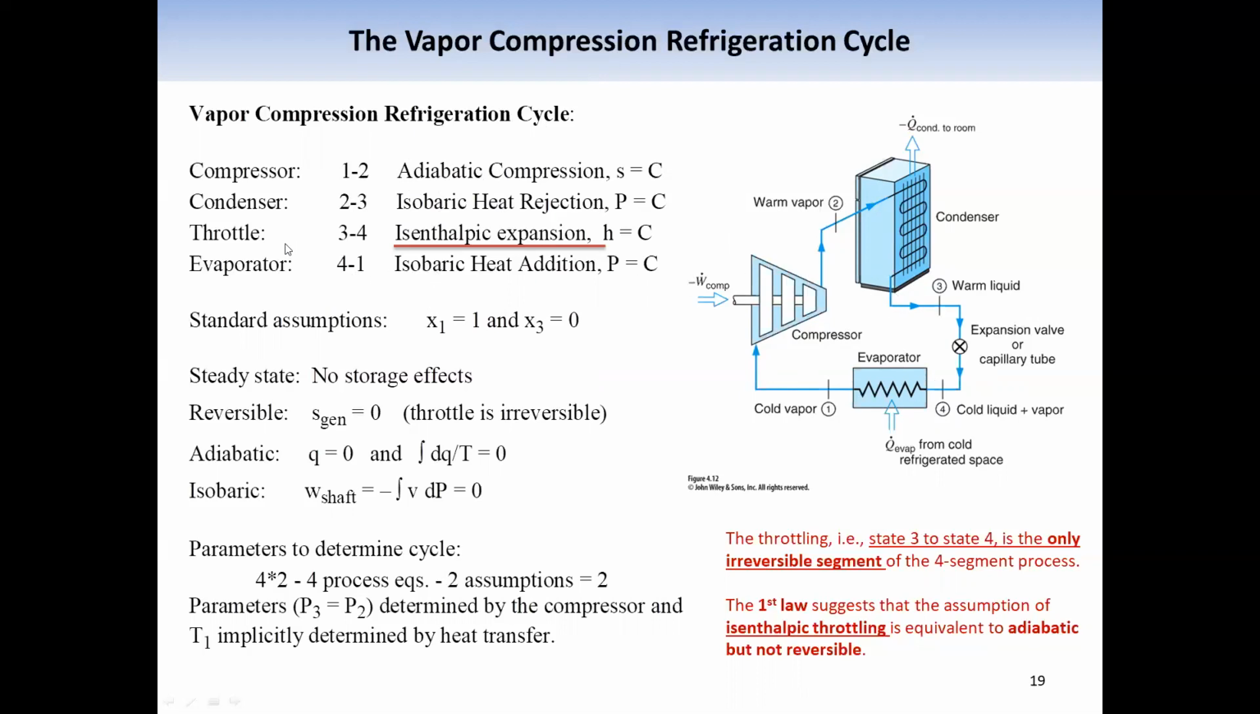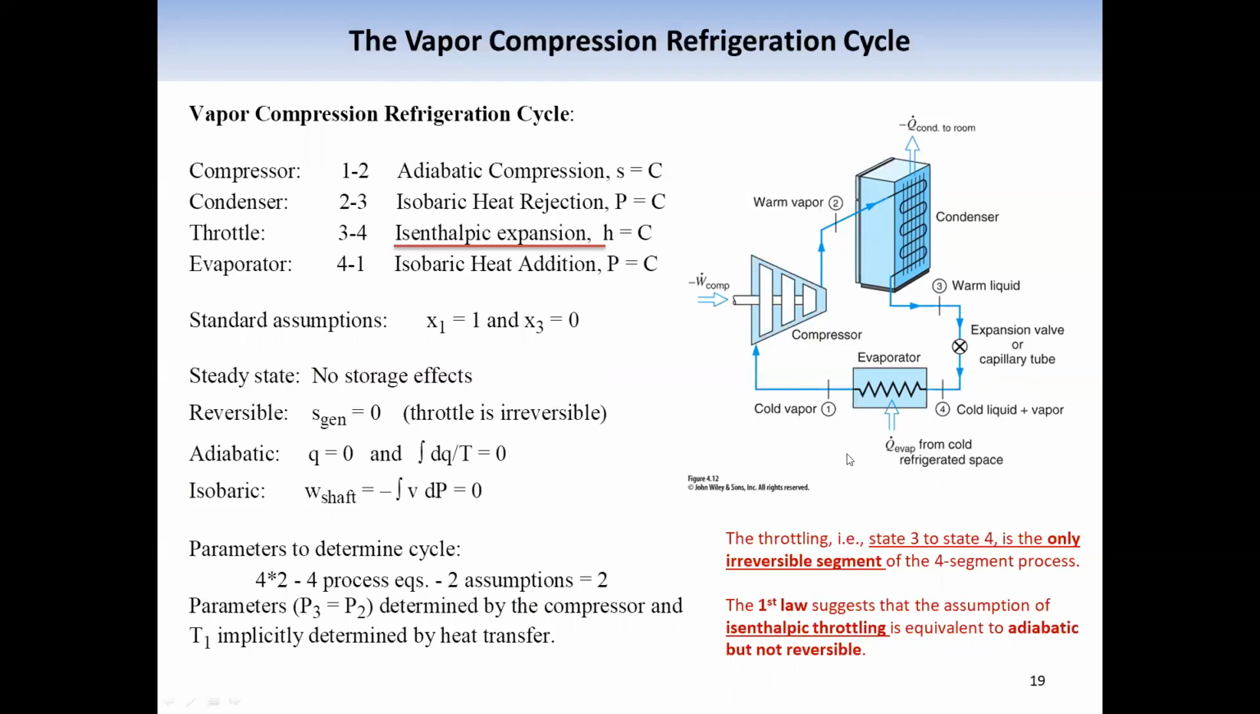But for the throttling, as we learned earlier, in many cases we can assume it's a constant enthalpy process. So we call it isenthalpic expansion. That means enthalpy doesn't change from state 3 to state 4.